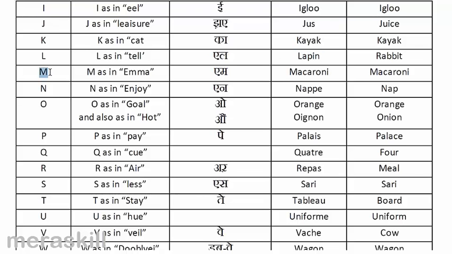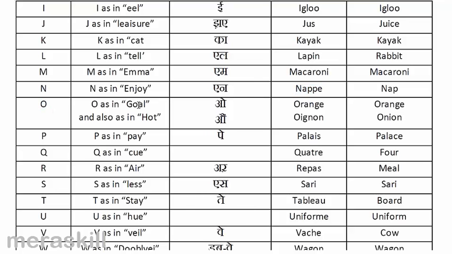M is pronounced M, equivalent to English, so it's not that tough. Macaroni. Again, hear the A sound here. Okay, so macaroni. Ma. N is pronounced as in N, enjoy. Like over here we say N, so we say nap, N, nap.